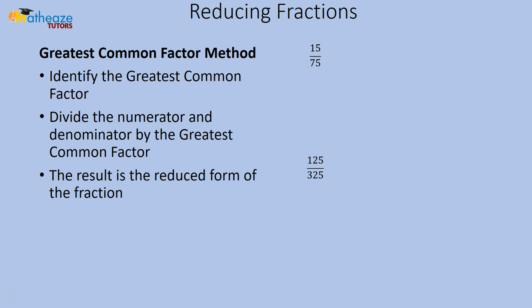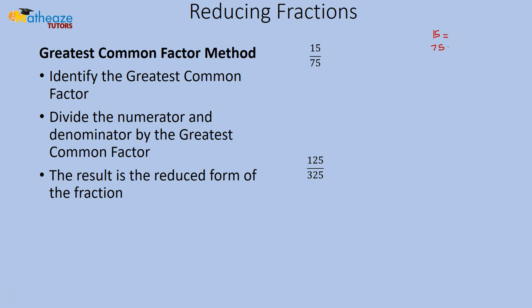So what we're going to do here is identify the greatest common factor of each of the numbers, and we're going to divide the numerator and the denominator by the greatest common factor, and that should give us our fraction in reduced form. So now let's take a look at the greatest common factor of 15 and 75. So we're going to put a 15 here.